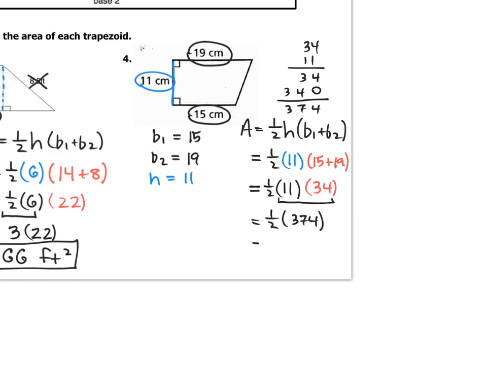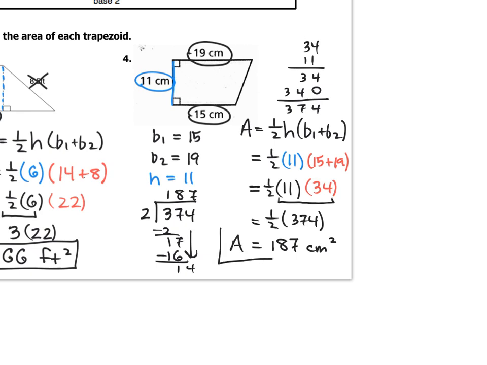And remember, multiplying by 1/2 is the same as dividing by 2. So now I'm going to take 374 and divide it by 2. And so if I do some quick long division here, you can see that I get 187. So the area of this trapezoid is 187 square centimeters.